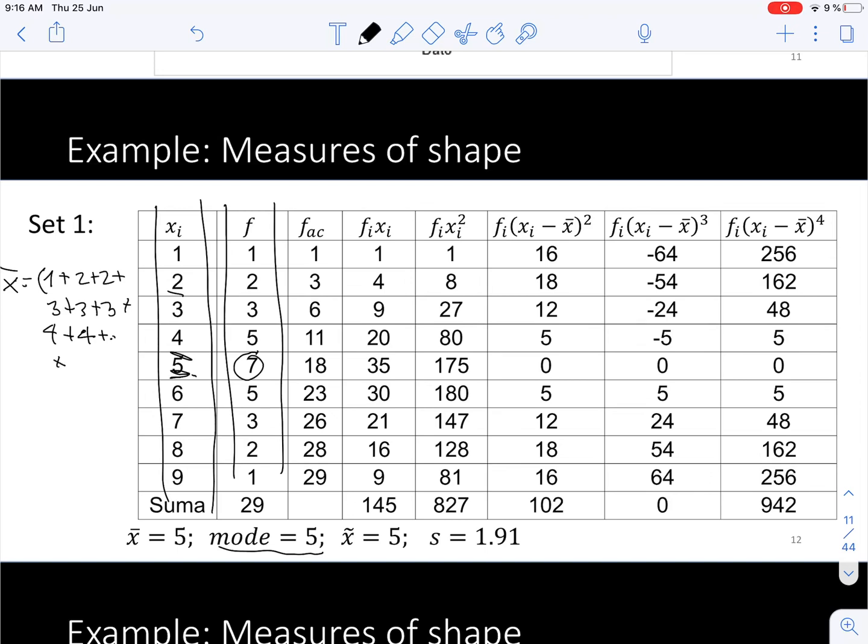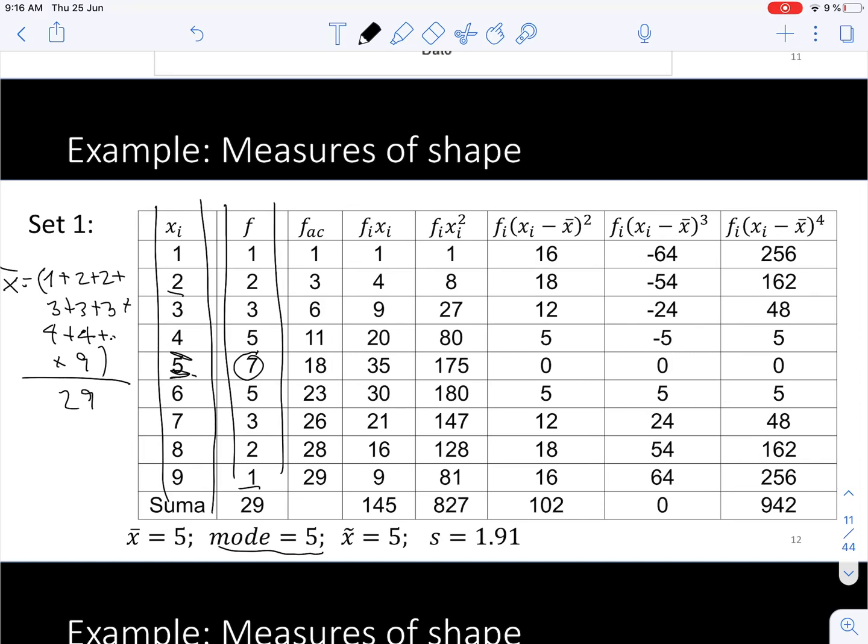So we know that 9's, there is only 1, right? The frequency is 1. And then we divide the whole thing by the number of observations, right? 29. So this is one way, right? This is the original equation that we cover for the sample mean.